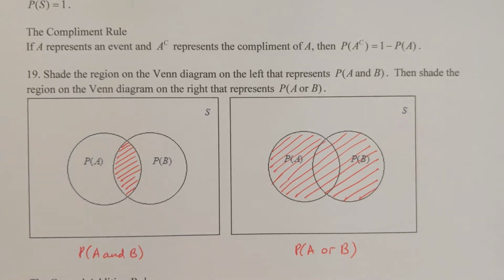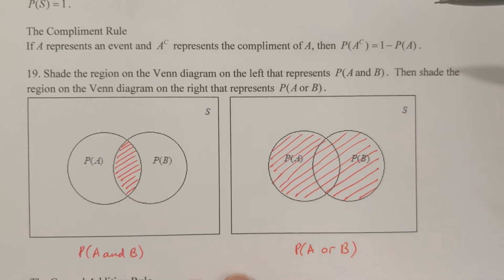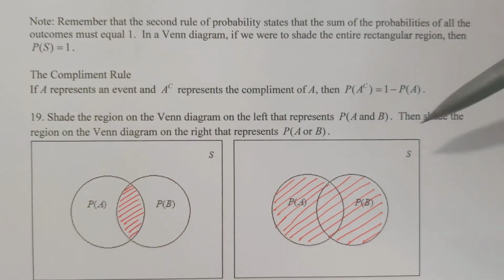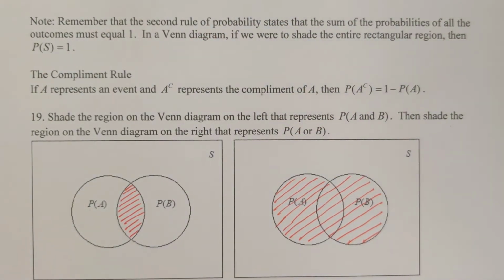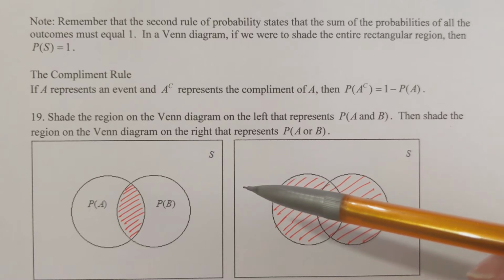The complement rule says that if A represents an event and A complement represents the complement of A, then the probability of A complement is 1 minus the probability of A. Okay, and by the way, the 1 comes from the probability of the sample space. So you could define this as the probability of A complement equals the probability of the sample space, 1, minus the probability of A. So you're taking everything in the rectangular region and you're subtracting everything in A, and you're going to have what's left over, which is the A complement.